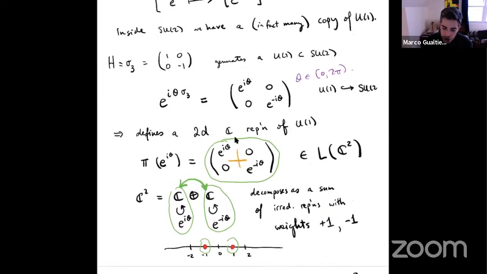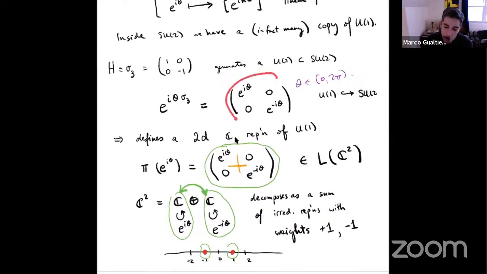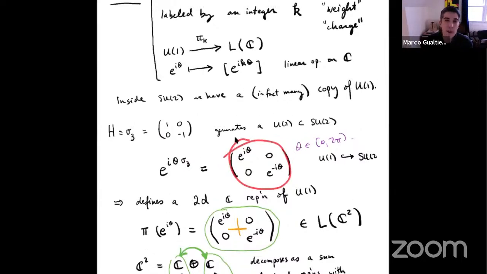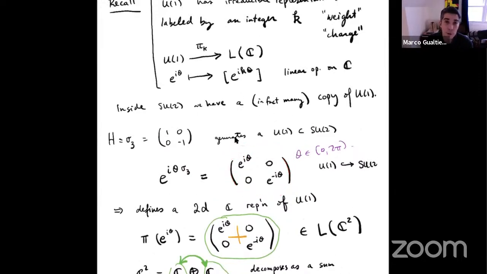Okay, so this means that we get a two-dimensional representation of U1, because now this is a 2-by-2 matrix. It's acting on C2, right? So when I write this matrix, what I'm really doing is giving a two-dimensional representation of U1.